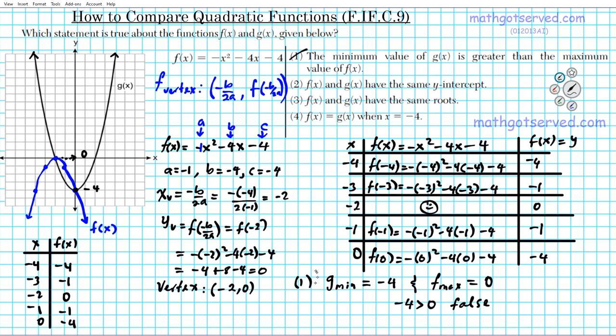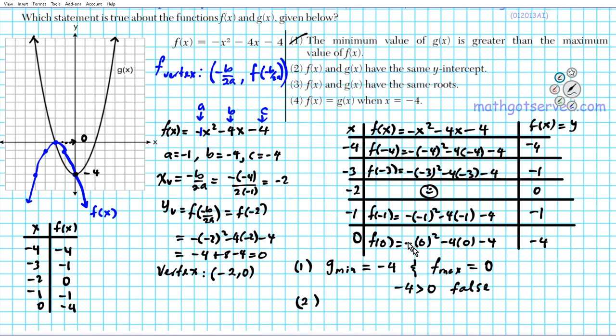All right, so let's move on to option number 2. It says f of x and g of x have the same y-intercept. So let's go ahead and find the y-intercepts of both of them. Remember what the y-intercept is? That is where the graph cuts the y-axis. So the y-intercept of f of x is negative 4. Negative 4 right here. Bam. There goes the y-intercept of f of x.